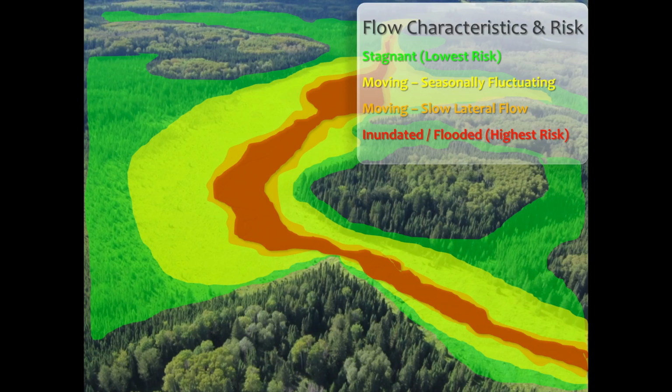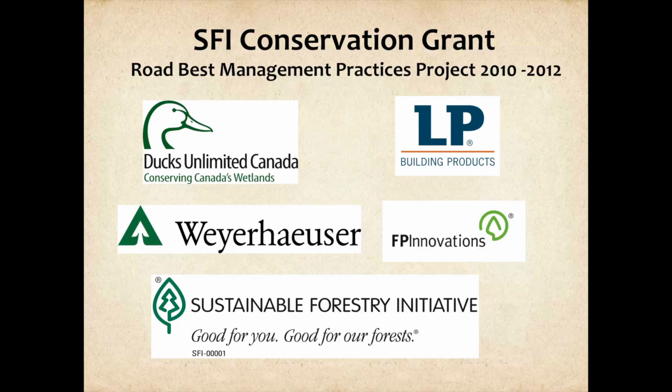So this is just a schematic on how that might look, with red being the most, so if you want to look at a risk of potential impact of hydrology of the wetland system, or the challenges that you might have with the road, your stagnant systems have the lowest risk, and then your inundated flooded systems would be of the highest. So we were fortunate enough to get a conservation grant from SFI, Louisiana Pacific, FP Innovations, Weyerhaeuser. There was another company that joined later on called Spruce Products.